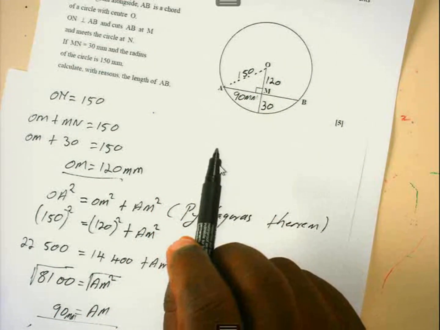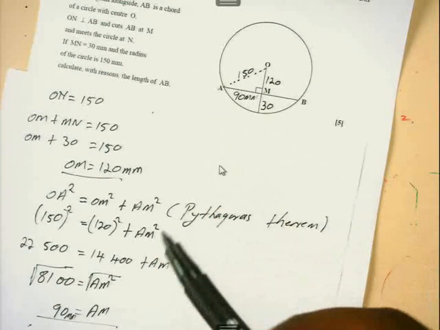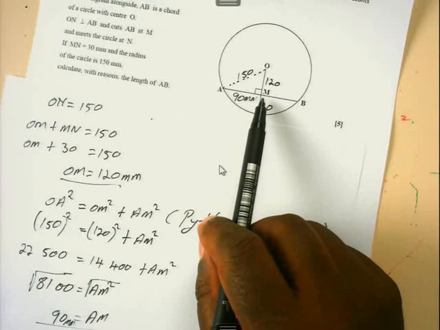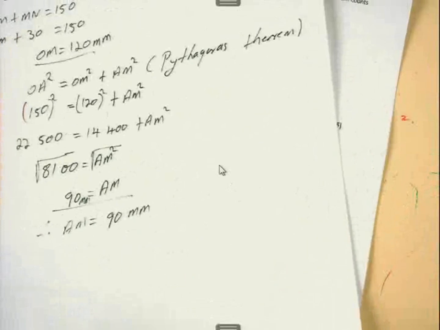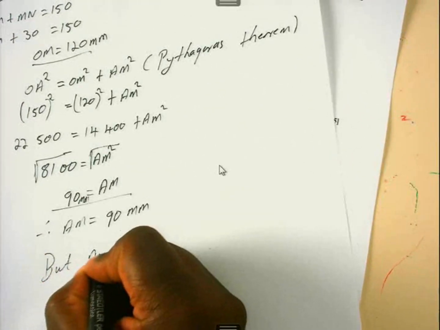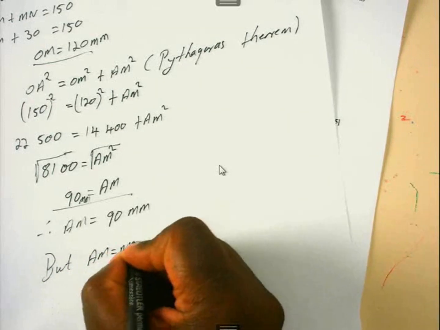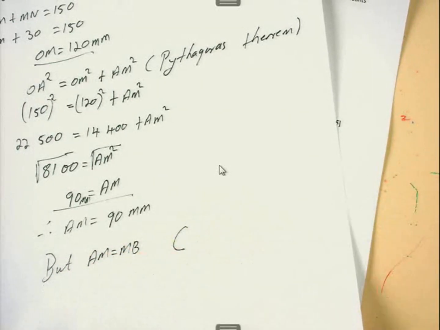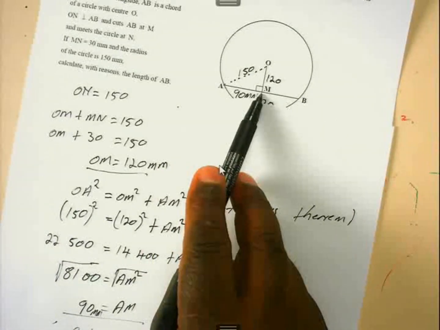But we know from one of the theorems that we did that AM is equal to MB. Let's write it down. But AM is equal to MB. It's geometry, so we must provide a reason for that statement. Why do we say AM is equal to MB?